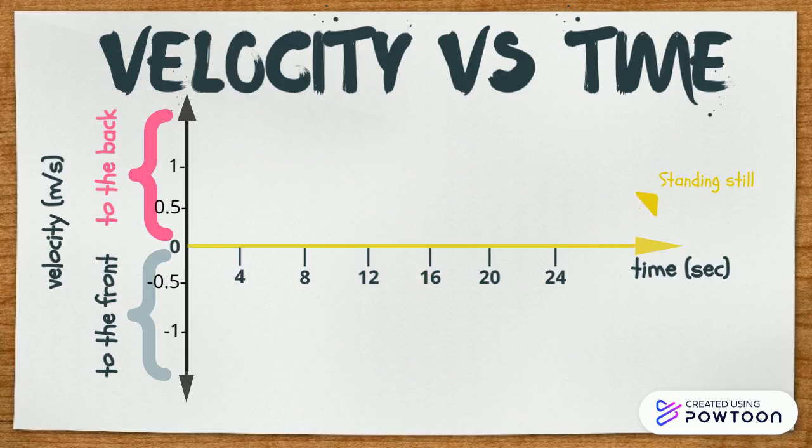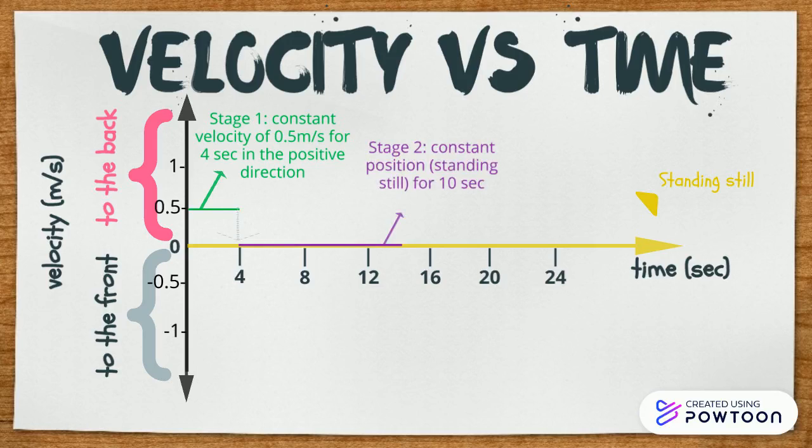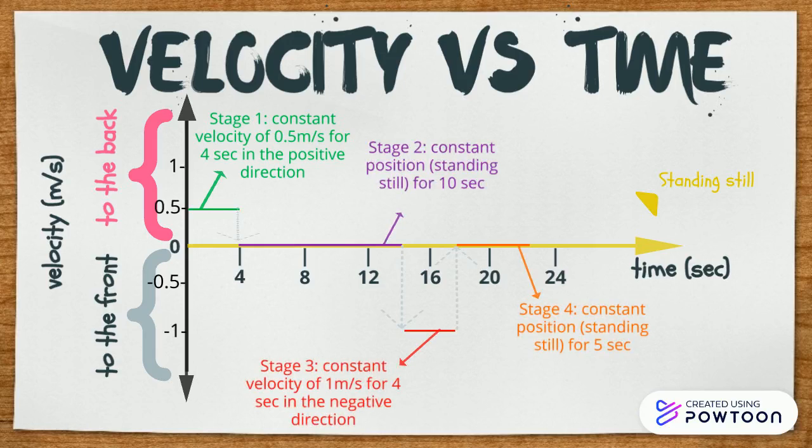Velocity time graph. The y-axis represents velocity in meters per second and the x-axis time in seconds. The positive y-axis represents to the back of the classroom and the negative to the front of the classroom. The x-axis represents standing still.